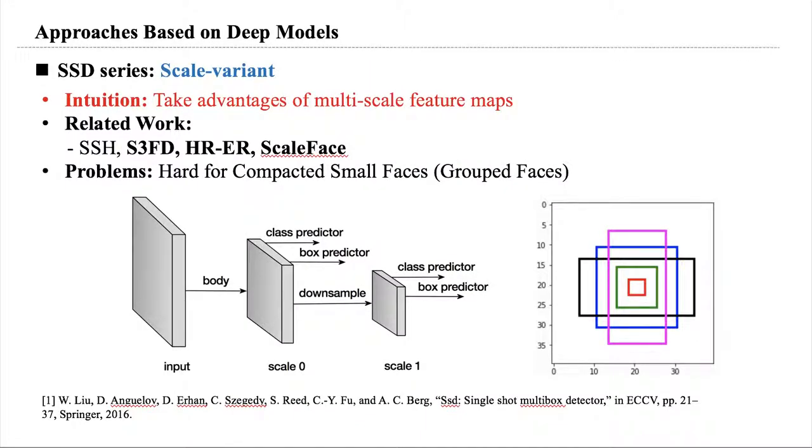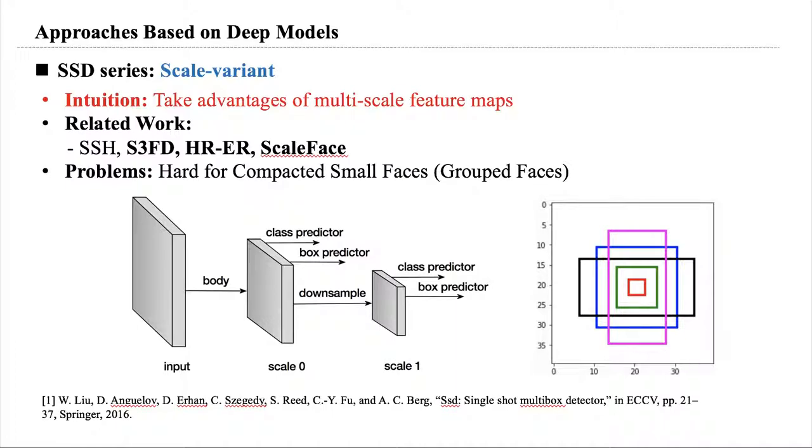So another type of face detector is based on SSD. Different from Faster RCNN, SSD can be regarded as the scale variant method. Simply to say, it uses a different classifier for different levels of feature maps. So the intuition is that multi-scale feature maps will be suitable for detecting multi-scale objects or faces.